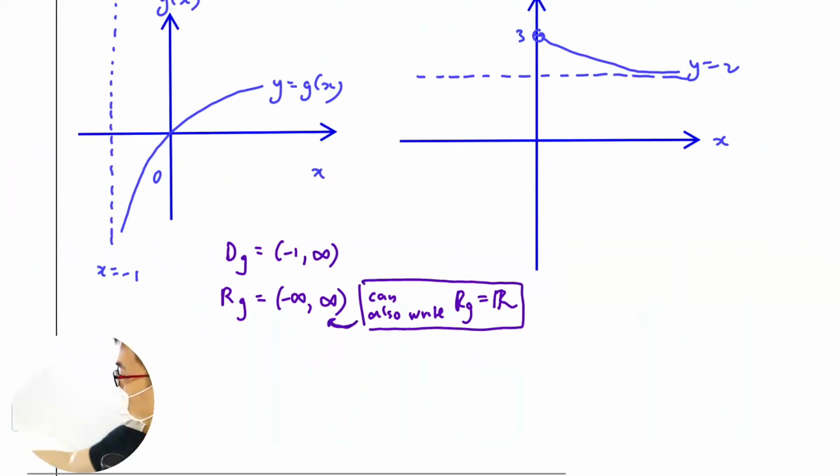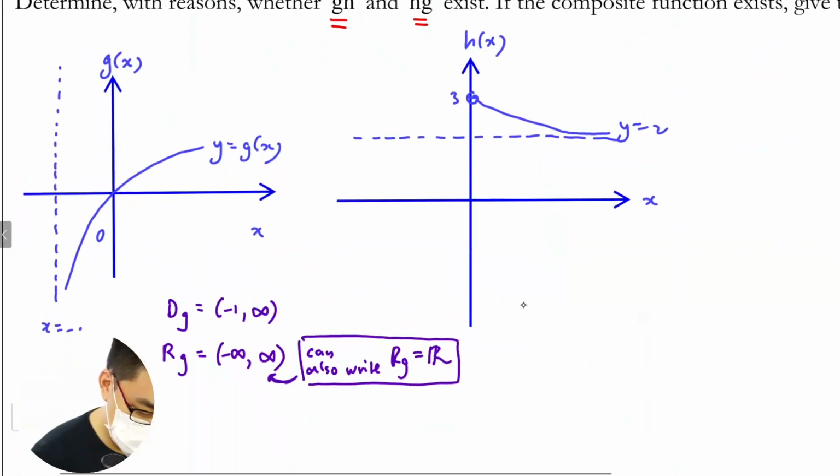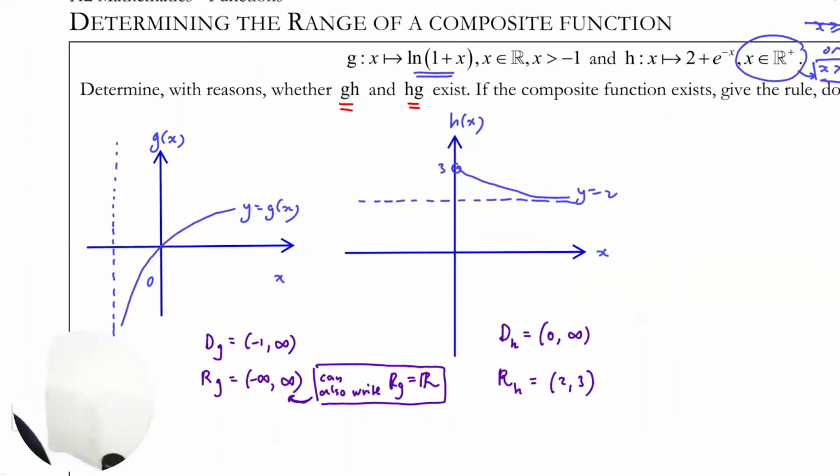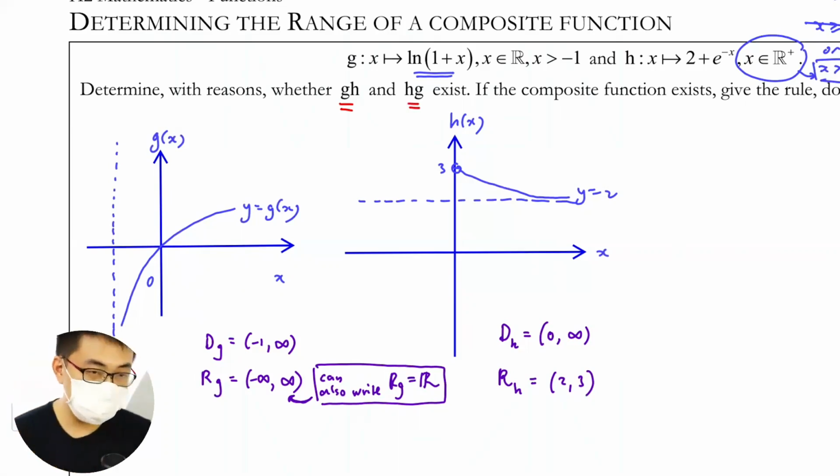You can also write this as real value, is fine. Can also write as this. Which is actually 0 to infinity. Range of H is 2 to 3. Okay, good job.